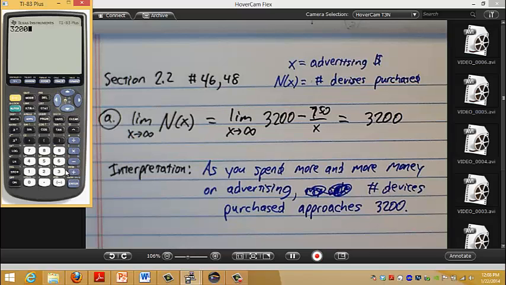3,200 minus 750 divided by x, and you can put whatever you want in for x, right? x is the amount of money you spend on advertising. So if I spend 25 bucks on advertising, because I get out a little flyer in some math magazine, right? Well, I'm going to sell 3,170.